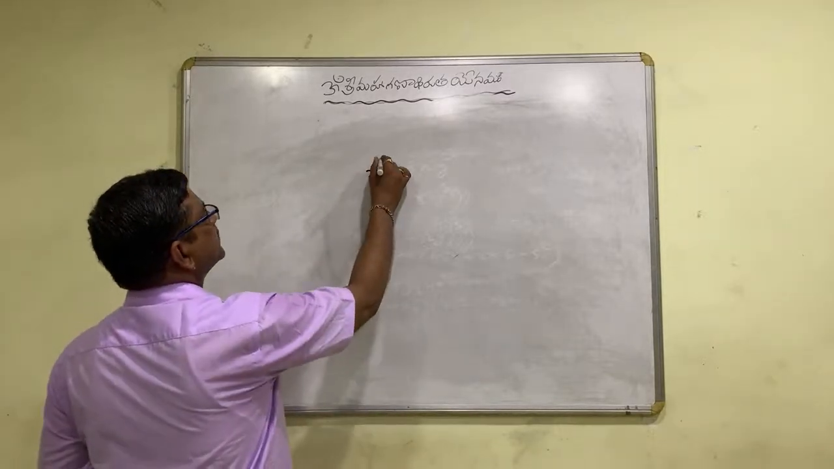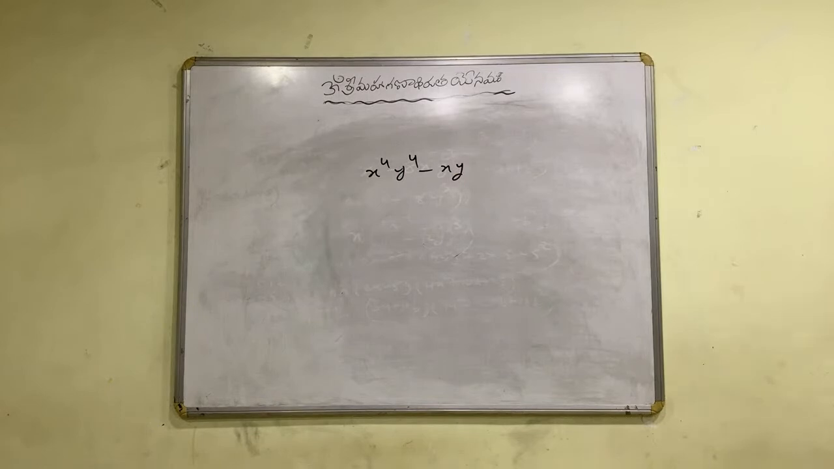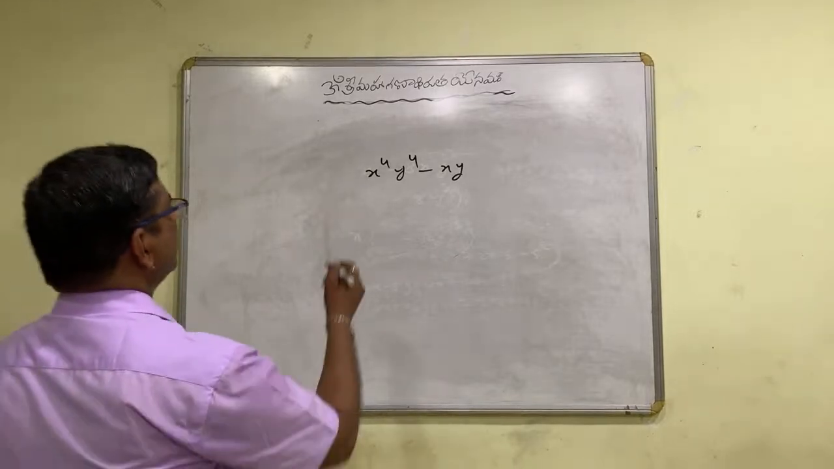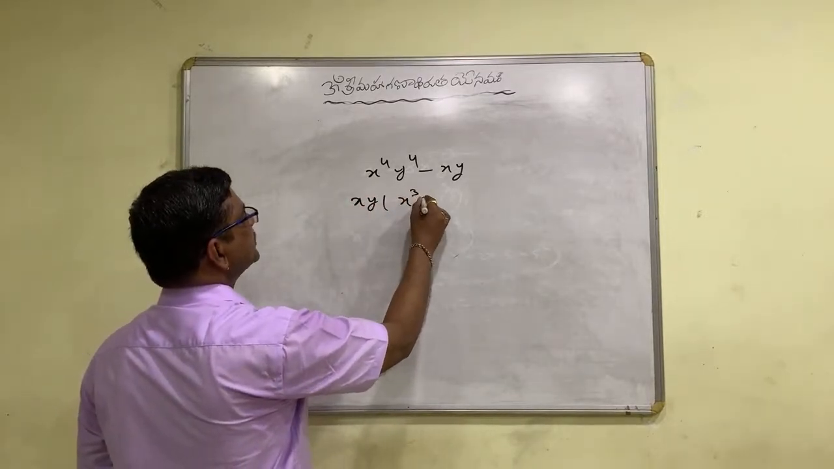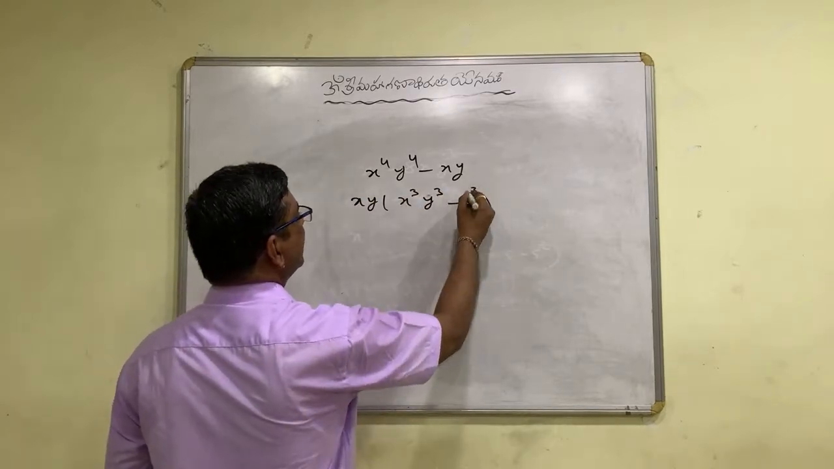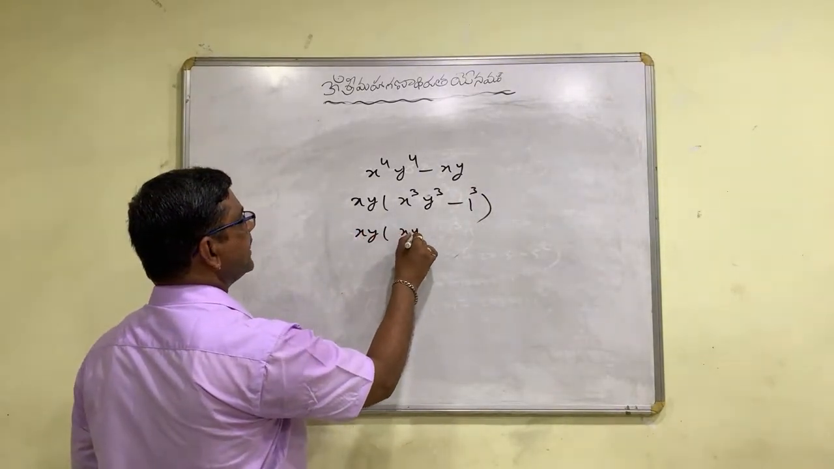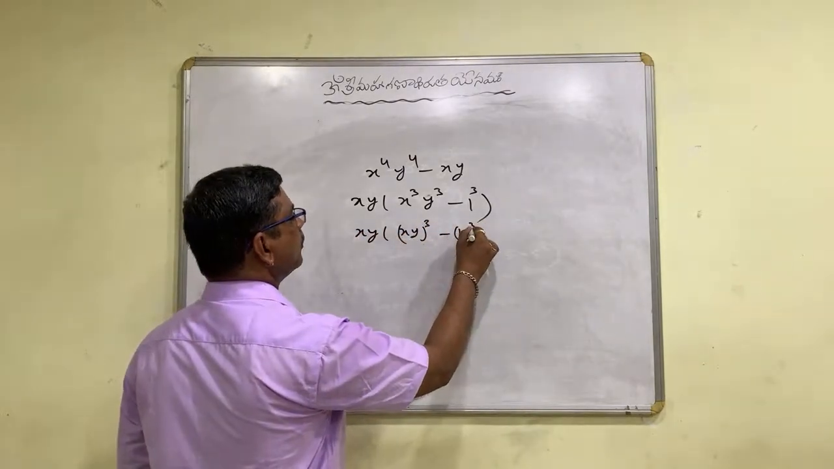x power 4 y power 4 minus xy. What we can take common? x power 4 y power 4 minus xy. What we can take common, children? xy. Very good. xy we can take common. Remaining is x cube y cube minus 1. And 1 we can write as 1 cube. So again this one we can write as xy whole cube minus 1 whole cube.